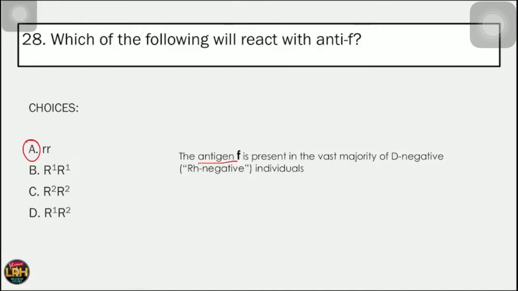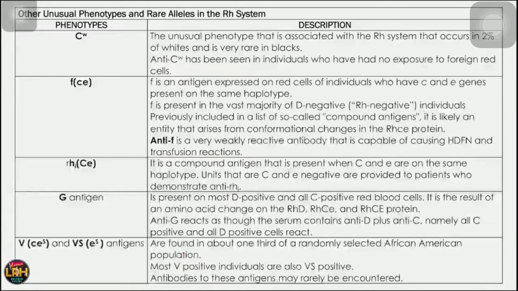Letter A. Other unusual phenotypes and rare alleles in the Rh system are listed in this table. Please take note of the following.